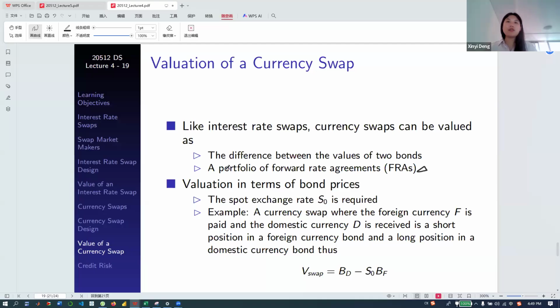And actually we are not going to discuss this way of valuation. We will again just focus on the valuation in terms of bond prices. So again, we are just dealing with two bonds. Not the floating rate bond and the fixed rate bond. Now we're dealing with the bond denominated in domestic currency, and also the bond in foreign currency.